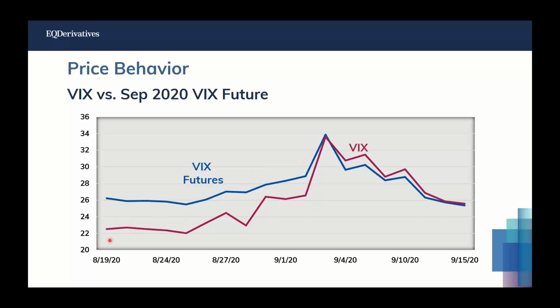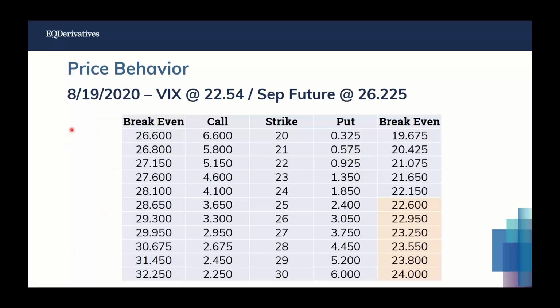And you can see that they do compress as we approach expiration. This is basically every day up until the day before expiration for the September VIX futures contract. You can see as time goes by, and of course we did have a rally up in VIX, the front month future does start to follow the spot VIX index very, very closely. So as I mentioned, we're going to take a look at option pricing from August 19th, 2020, when the September future was at almost a 4-point premium relative to spot VIX.